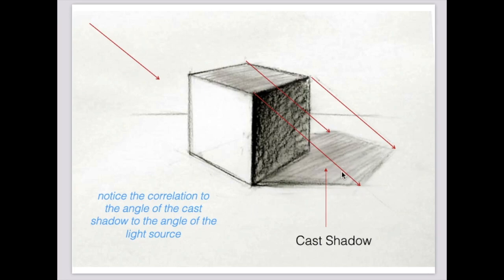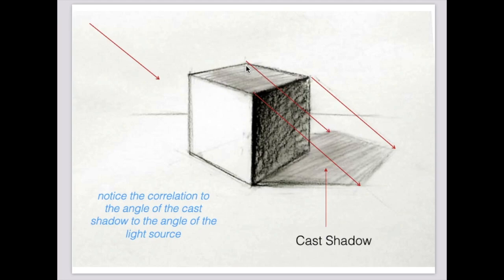The cast shadow is here on this surface. Again, notice the correlation to the angle of the cast shadow and the angle of the light source. So the light source is coming in from the top left. We can follow it down from the edges, from the corners of the cube, right? So hitting the cube, we follow that all the way down. Once it hits the surface, that's going to give us the shape of our cast shadow.